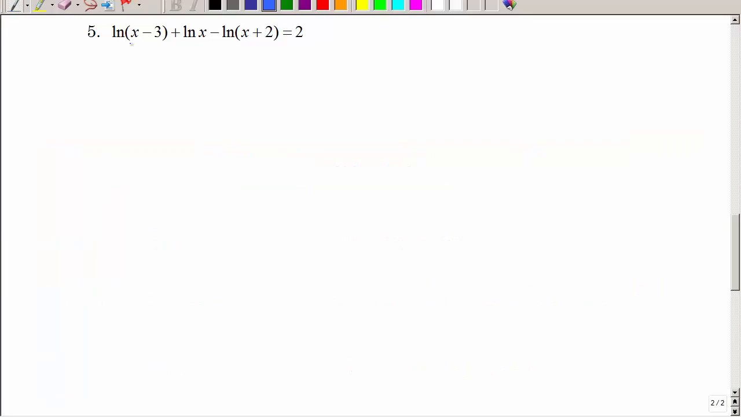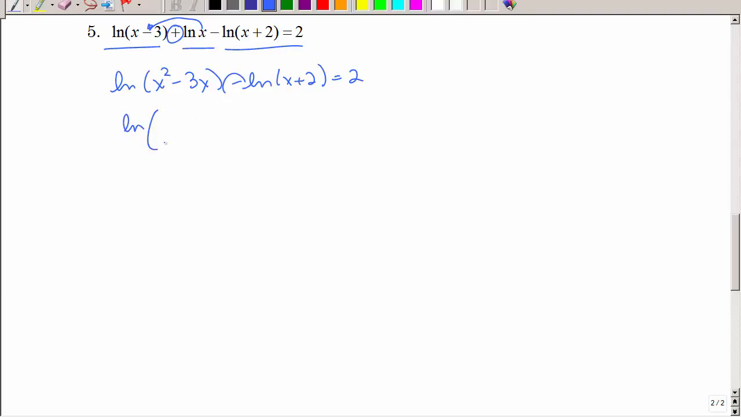This last problem not only will test your algebra skills, but also your calculator skills. So let's just go through the steps. We have 3 logarithms here that we need to combine. So we'll take the first 2, and because that's a plus, we can multiply. Let's keep combining. Because that's a minus, we then can divide.